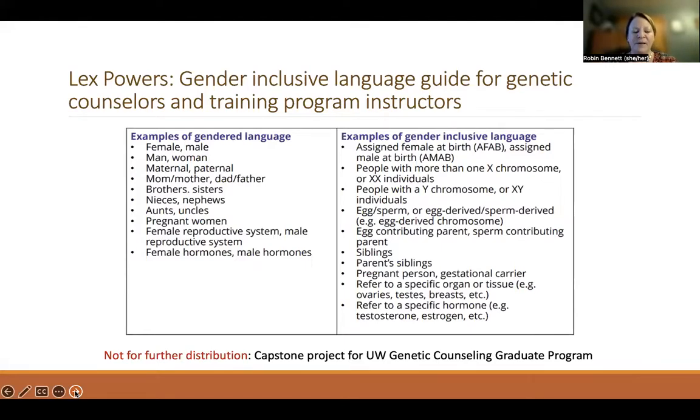And so, again, this is, I know, kind of hard to visualize, but I do think it's more inclusive when you get down to thinking about how you describe biology. Next slide, please.